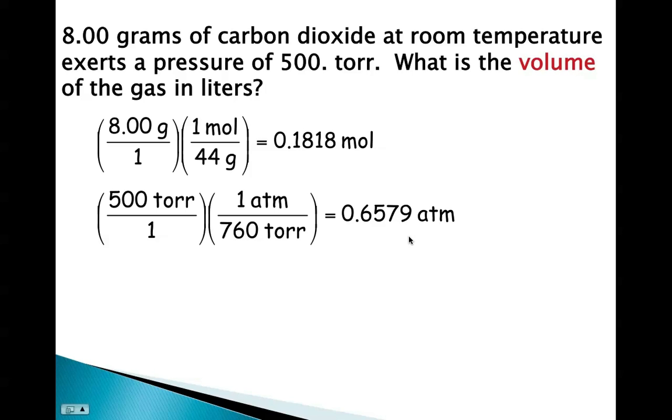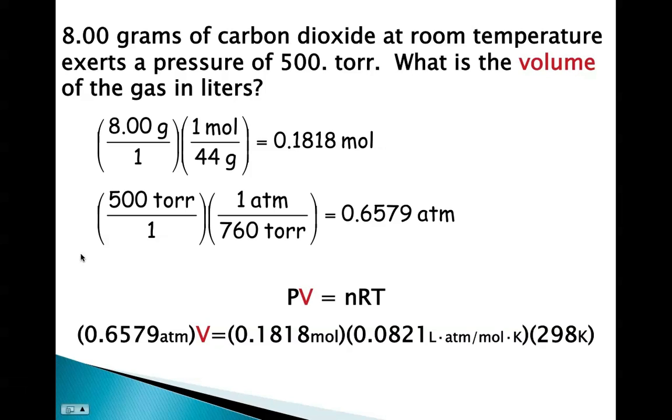Now we can go ahead and plug this into our universal gas law. So PV equals nRT. We're going to plug in our pressure, which was converted from torr to atm. We have our moles, now converted from grams to moles, our universal gas constant, and then our temperature. Remember, room temperature is 25 degrees Celsius, so 25 plus 273 gives me 298 Kelvin. And then multiplying and dividing, I get my volume at 6.76 liters.